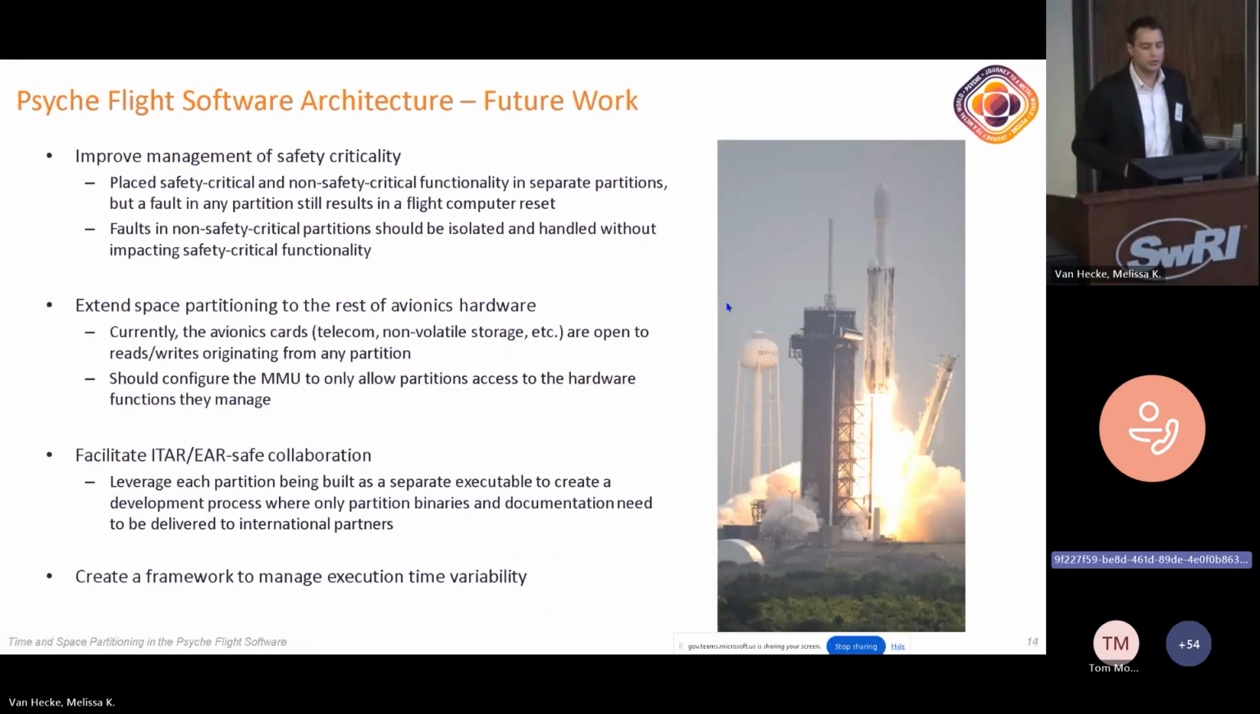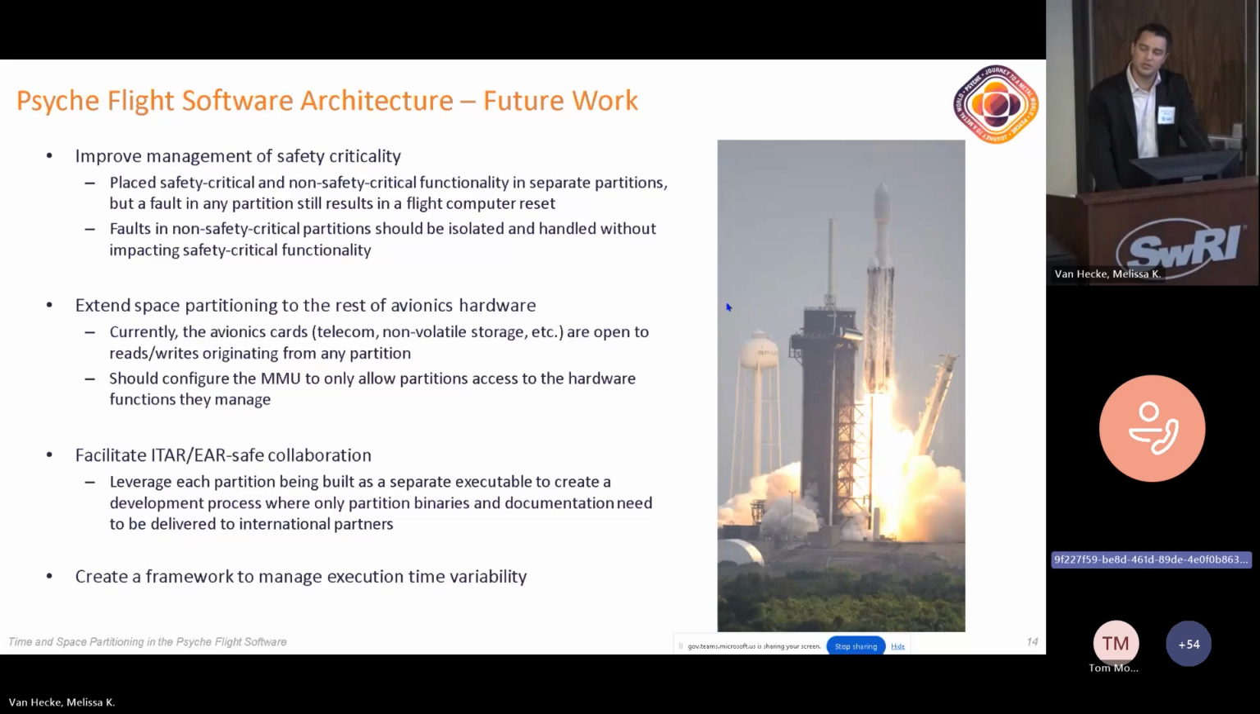All right, so what do we want to do in the future? We did split our partitions into safety critical and non-safety critical, but the consequences of a fault in each are the same, which is a flight computer reset. In an ideal world, we would want the non-safety critical partitions to not reset us. We would want to be able to recover and not affect the safety critical functionality.